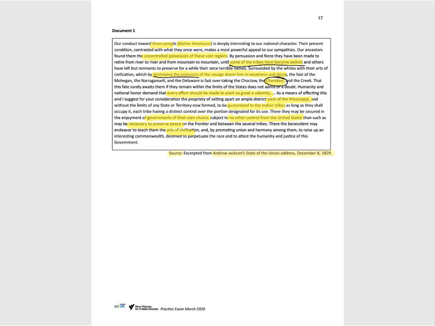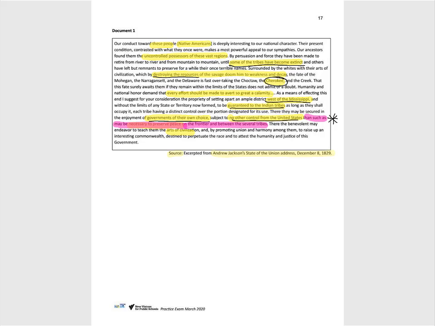He wants them to move west of the Mississippi, where there will be land guaranteed to them. They will have a government of their own choice, no control from the United States. However, this is the moment where he kind of foreshadows what is to come, because he then says, than such as, I'm going to use a different color to address this, than such as may be necessary to preserve the peace and between the several tribes.